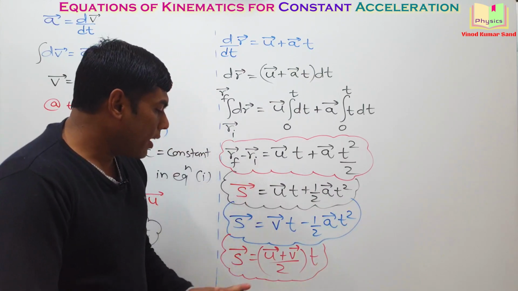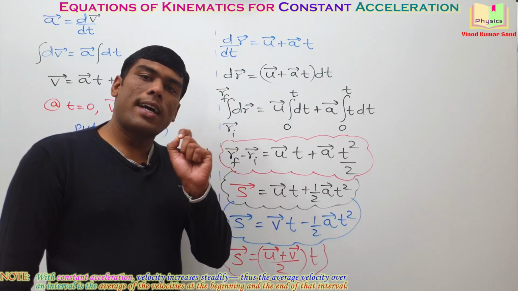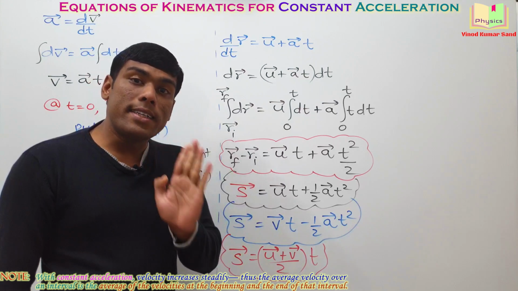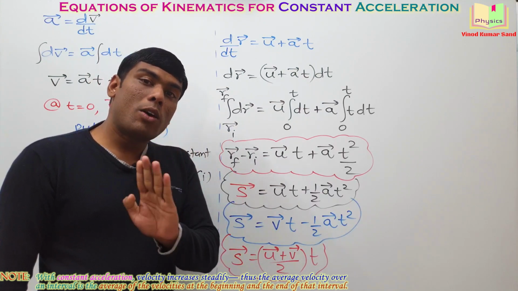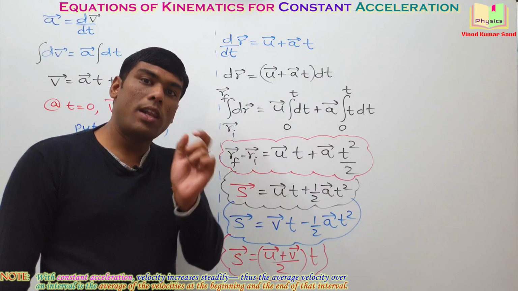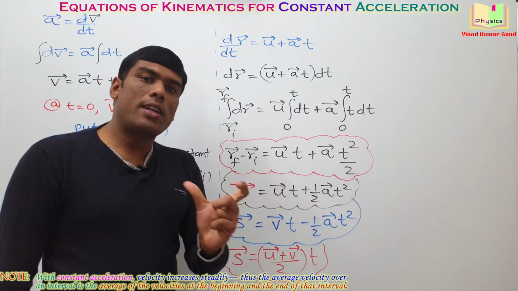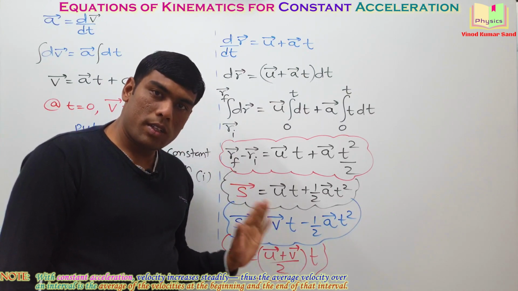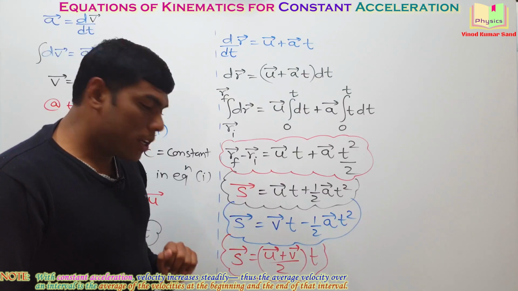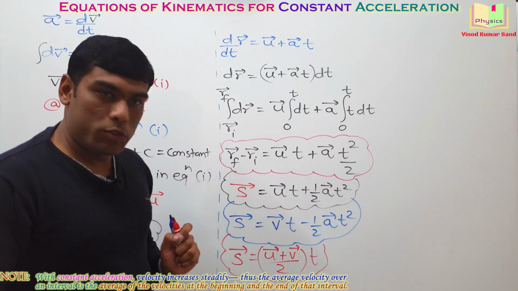This is the average velocity. Here is a nice trick. Whenever the acceleration is constant, the average velocity for any time interval will be equal to the initial velocity at the beginning of that time interval plus the final velocity at the end of that time interval, divided by 2. Getting it? So you may note down this equation also, and then we are proceeding to the third equation of motion.